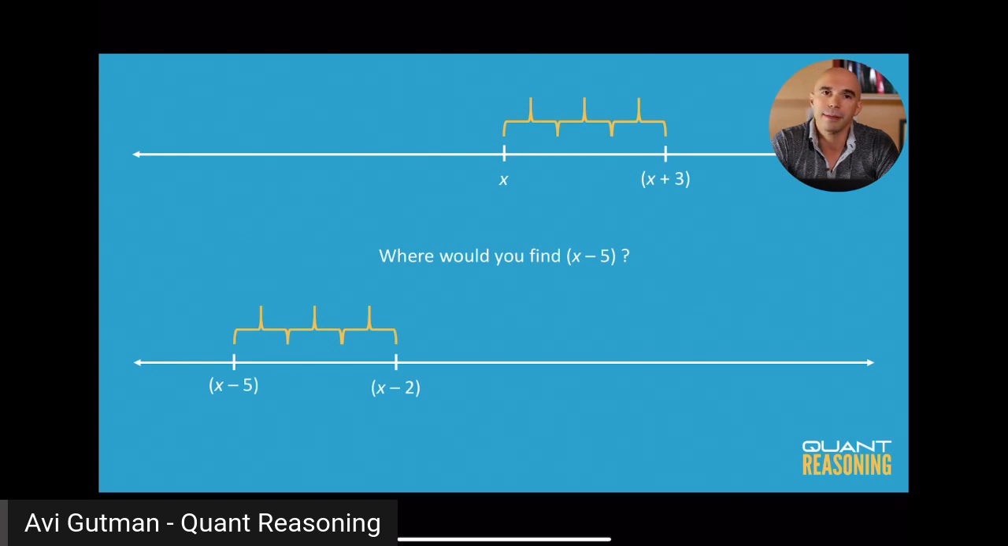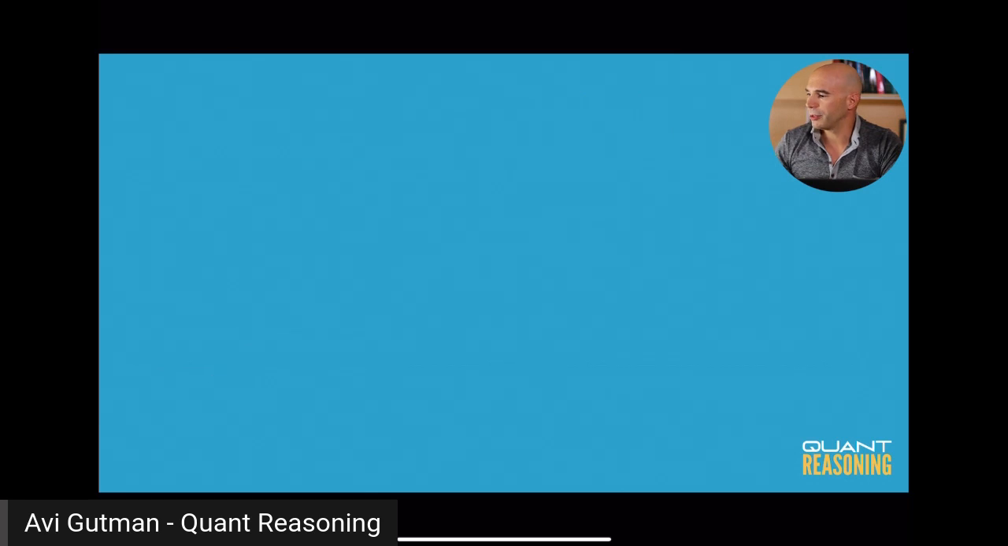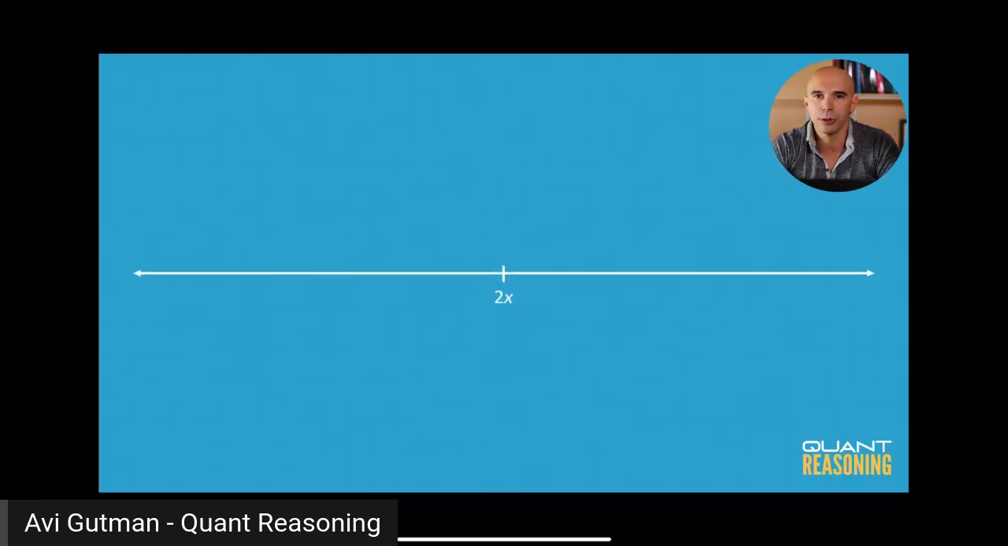Now things tend to get a little bit more complicated when we introduce multiplication. So, if 2x is right there, and we'd like to find 6x, where would we find 6x? Would it be to the right of 2x, to the left of 2x? How far to the right or left? And the truth is that with multiplication, the answer is it depends. Specifically, it depends on the position of 0.